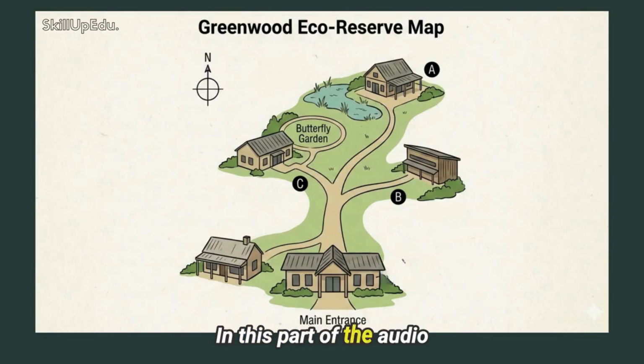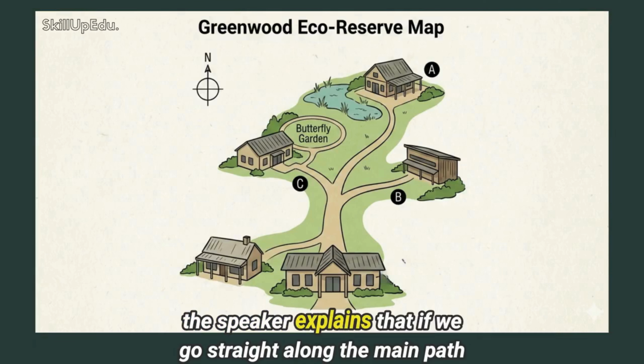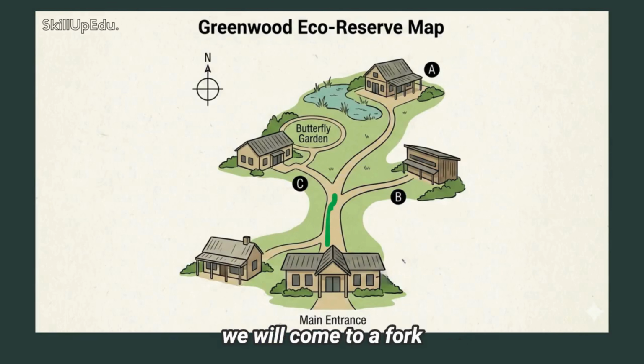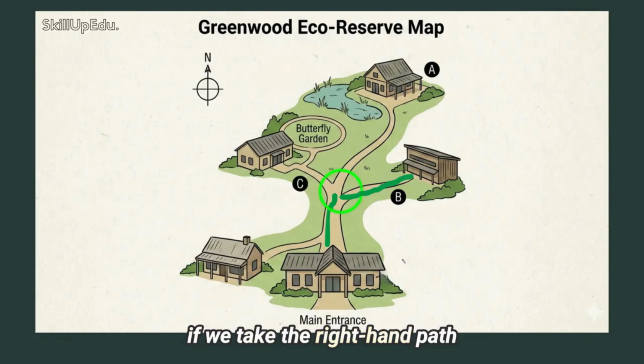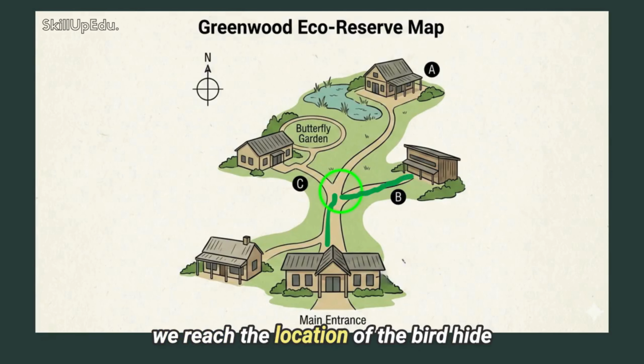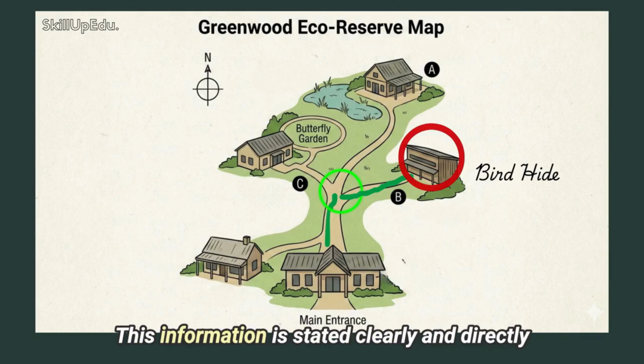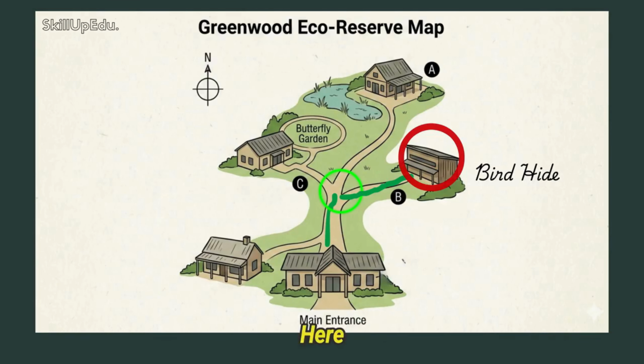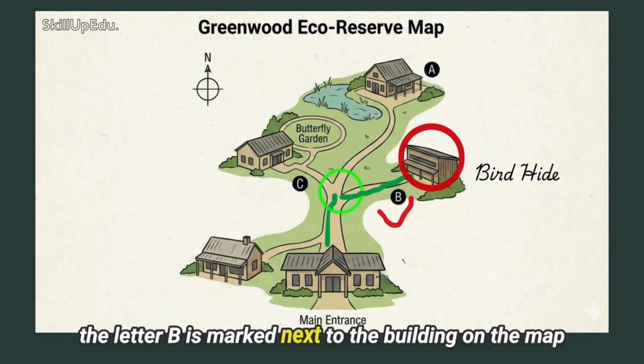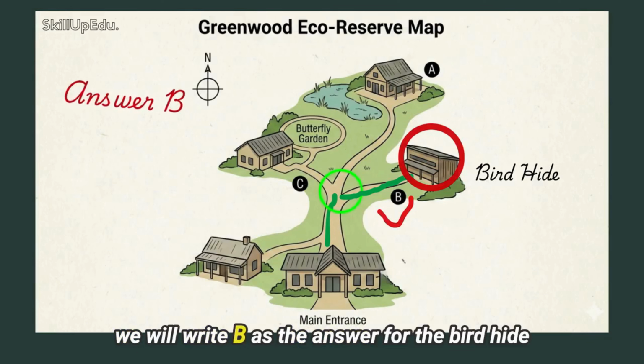In this part of the audio, the speaker explains that if we go straight along the main path, we will come to a fork. From there, if we take the right-hand path, we reach the location of the bird hide. There is no trick used here. This information is stated clearly and directly. Here, the letter B is marked next to the building on the map. Therefore, we will write B as the answer for the bird hide.